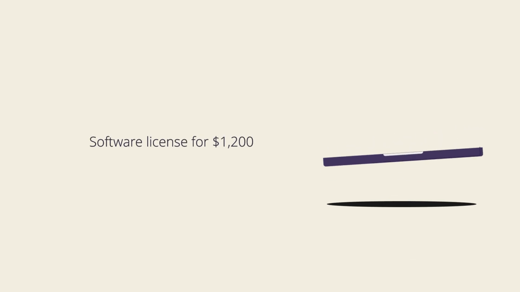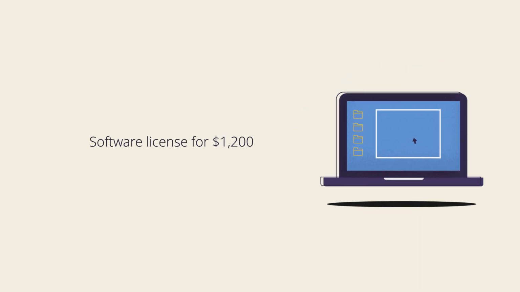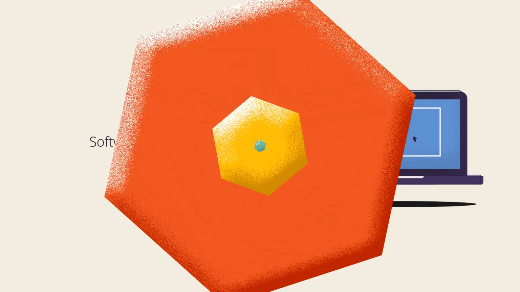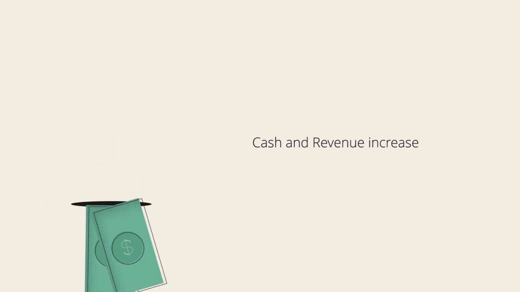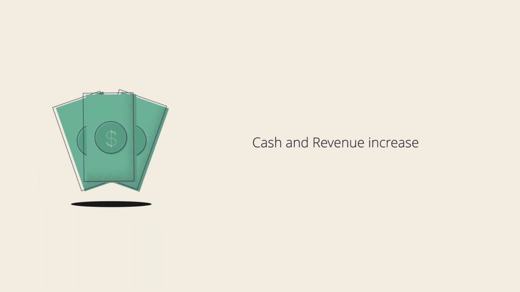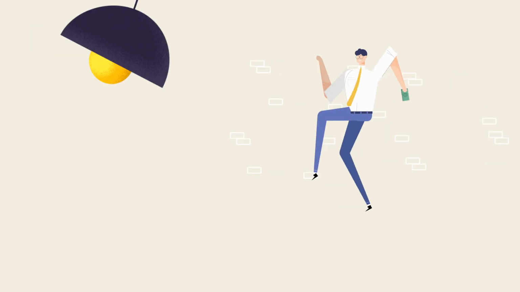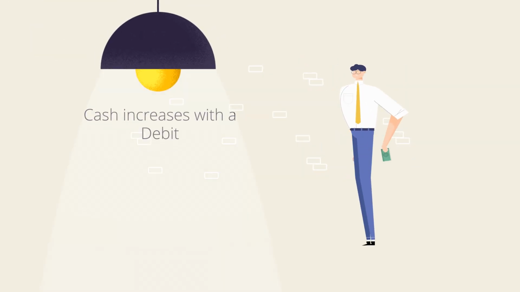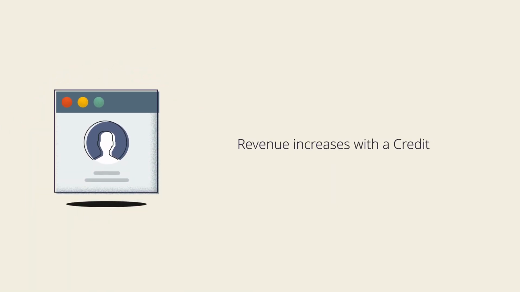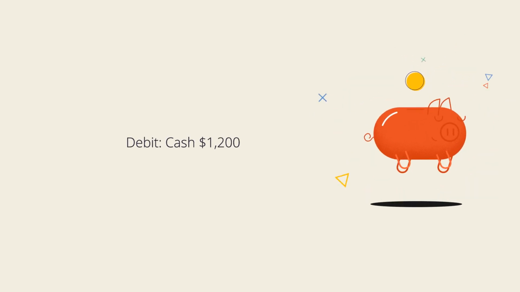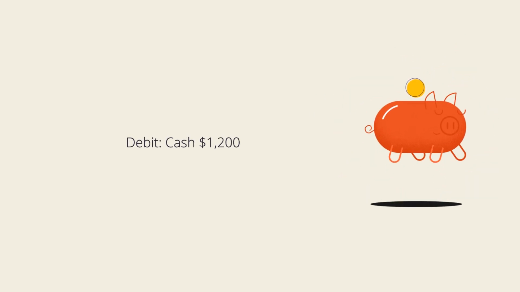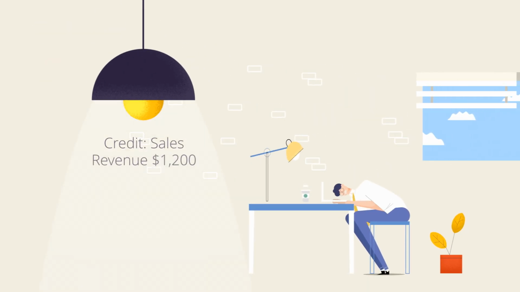They buy a 1-year software license for $1,200 and pay us on the spot. Our cash is up and we earned revenue. Back to DEALER. Cash is an asset, which increases with a debit. Revenue increases with a credit. Debit, cash $1,200. Credit, sales revenue $1,200.